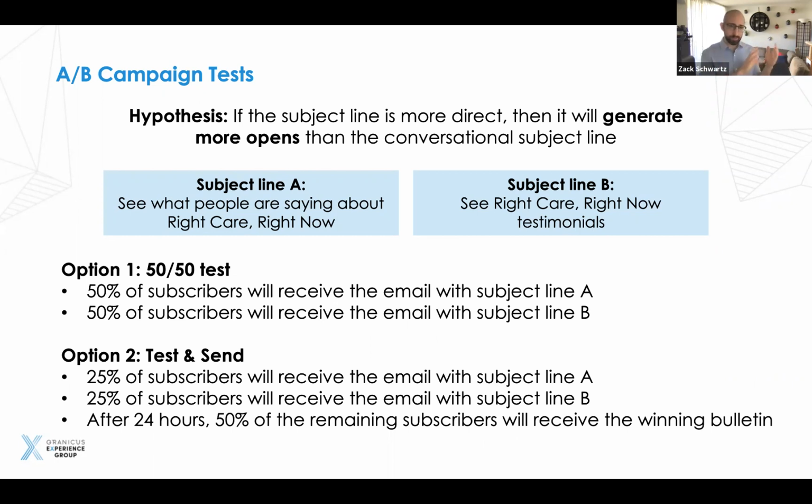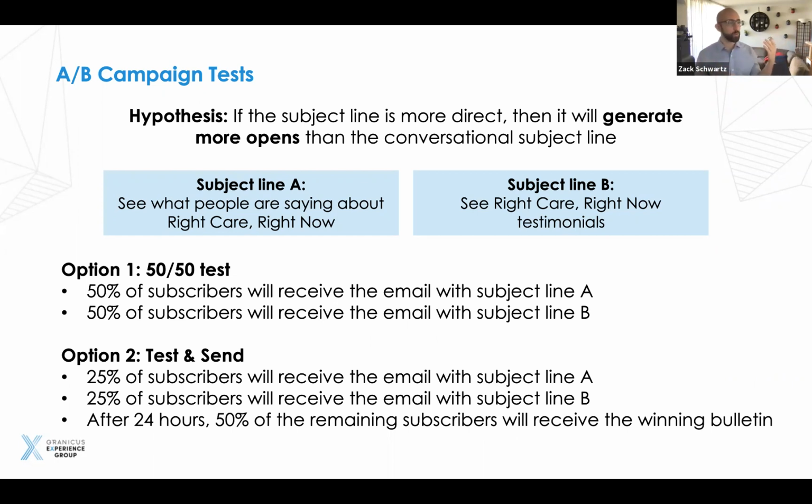You get the results of that first half, and then you take the winner and send it to the remaining half. So it's kind of like a 50-50 test in miniature that then declares a winner and runs with that winner. That is generally more recommended if you have a very large audience, or if you're looking to kind of just run with something as you go.